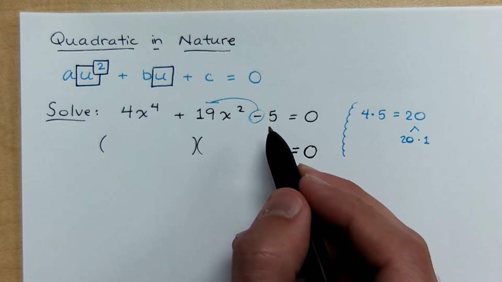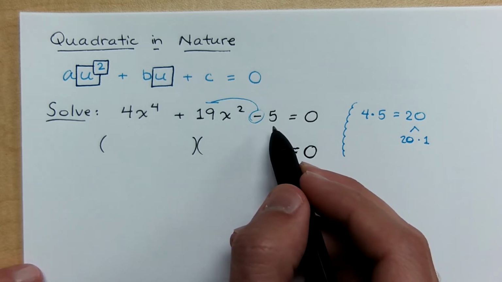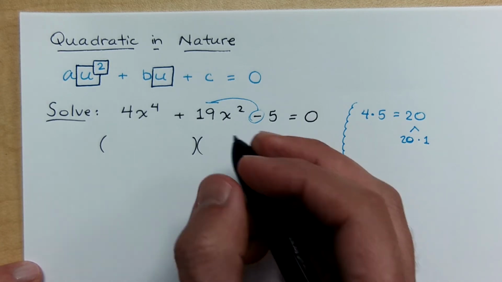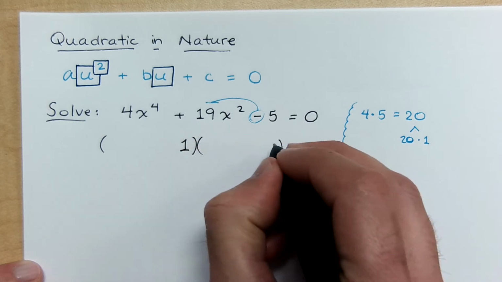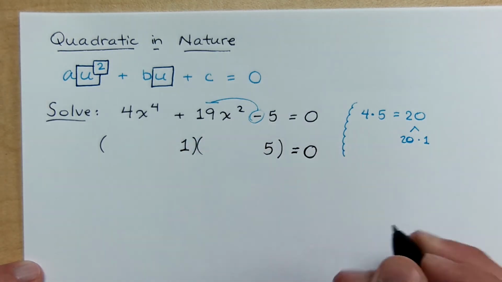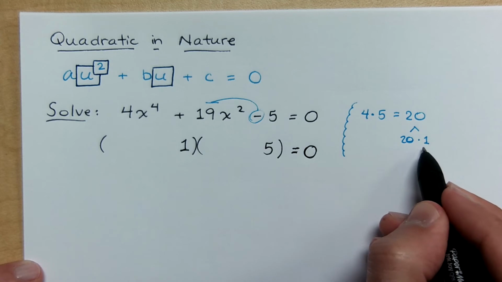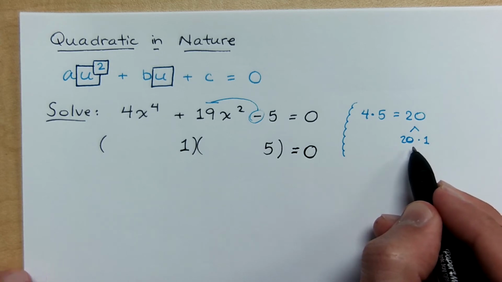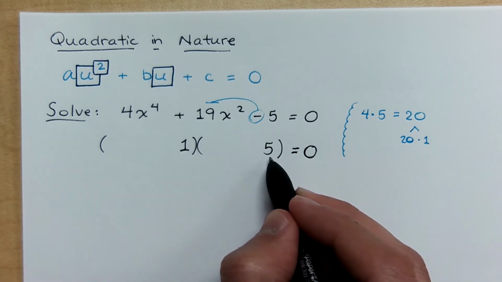5 is prime, so if you're going to break this down, you have to use 1 and 5 or 5 and 1. The order doesn't really matter. So I'm just going to go ahead and say 1 and 5. Now, since we're supposed to get a 20 and a 1, whenever we factor, the 5 is the guy who kind of stands out to me.